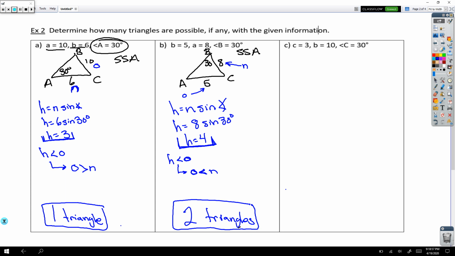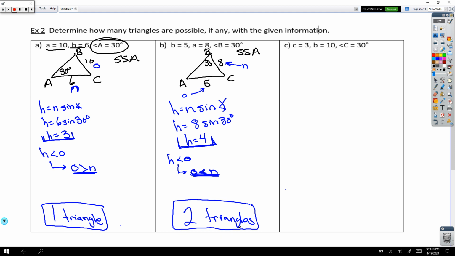So see the difference between example A and example B, right? The height was less than the opposite side for both of them, but then it's comparing the opposite side with the adjacent side. If the opposite side's greater than the adjacent side, 1 triangle. If the opposite side's less than the adjacent side, 2 triangles.